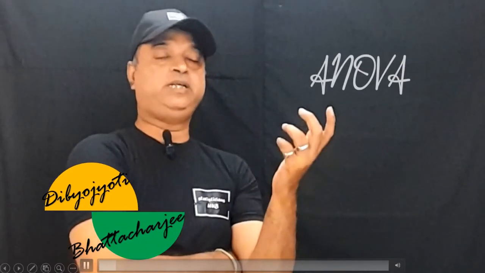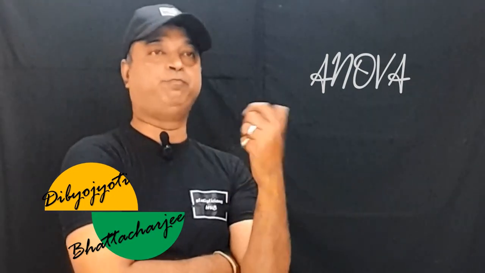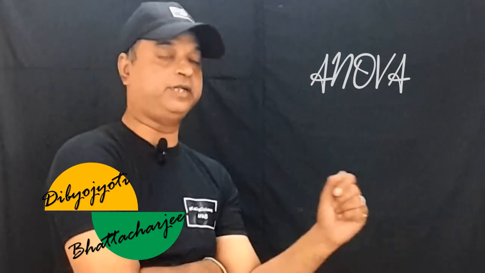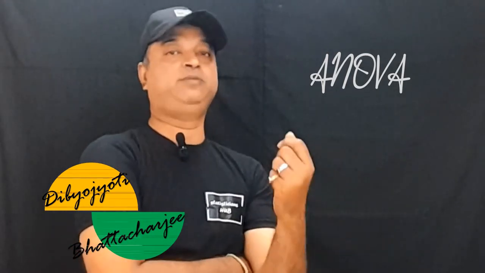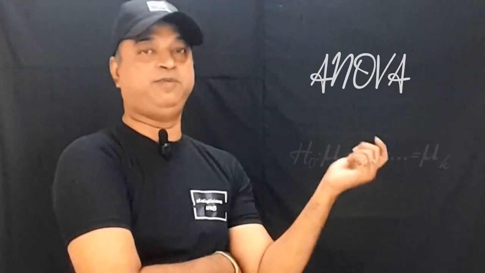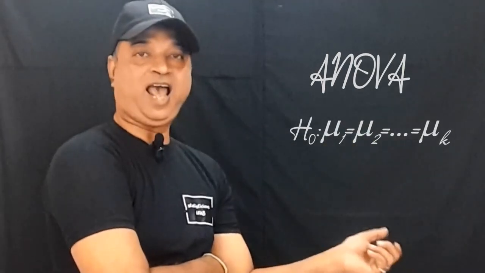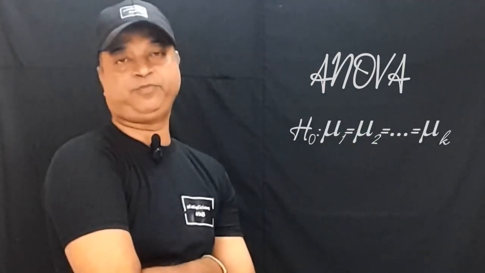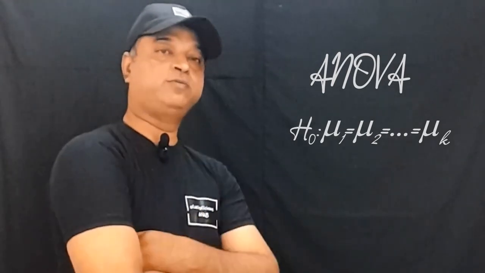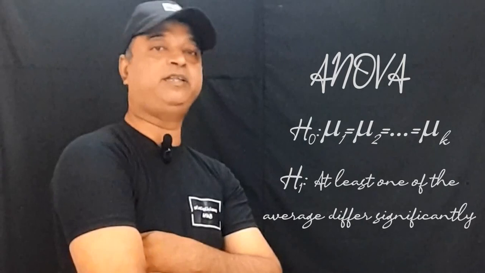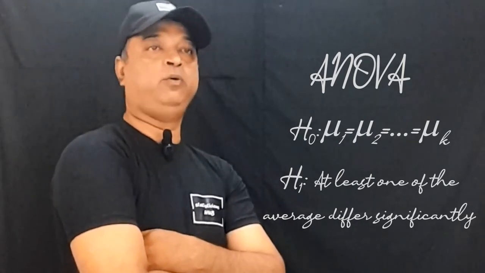In analysis of variance, or ANOVA as it is popularly abbreviated, we are to compare the null hypothesis of no significant difference between the averages coming out of more than two populations. Obviously, our study is based on samples collected from these populations, and we are to test the null hypothesis that the averages of the different populations do not differ significantly, against the alternative hypothesis that at least one of the averages differs significantly.